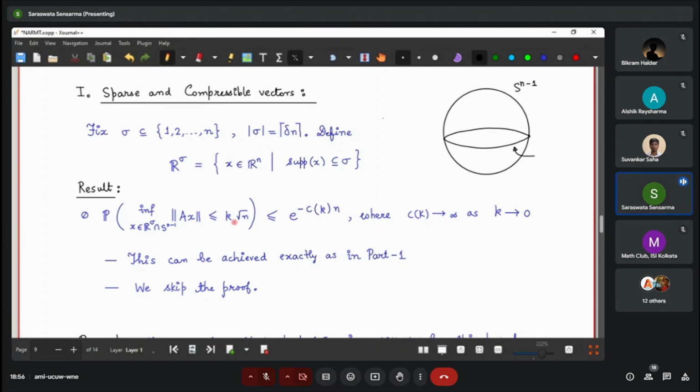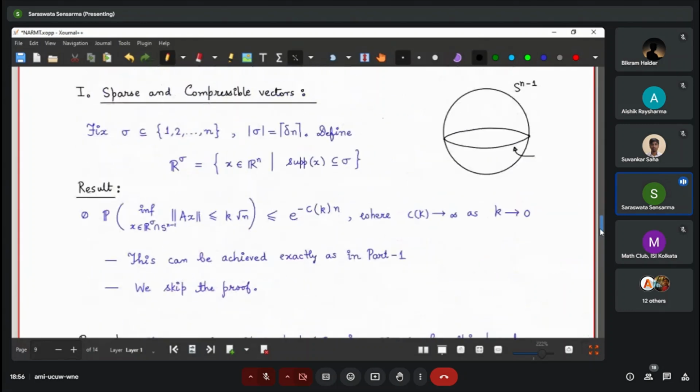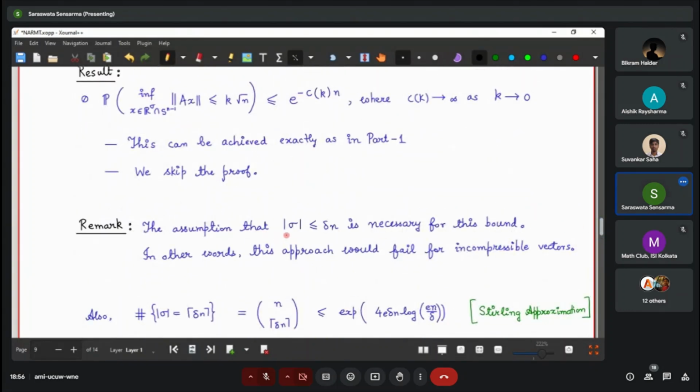And when I say ck, it's some other constant. And of course, as k goes to 0, this event becomes more and more unlikely. Ck goes to infinity. So we get a stronger and stronger bound as this event gets more and more unlikely. The proof is exactly as in part 1. I would like to leave that as sort of a grand exercise. But anyway, the remark is that this size of sigma being small was extremely necessary.